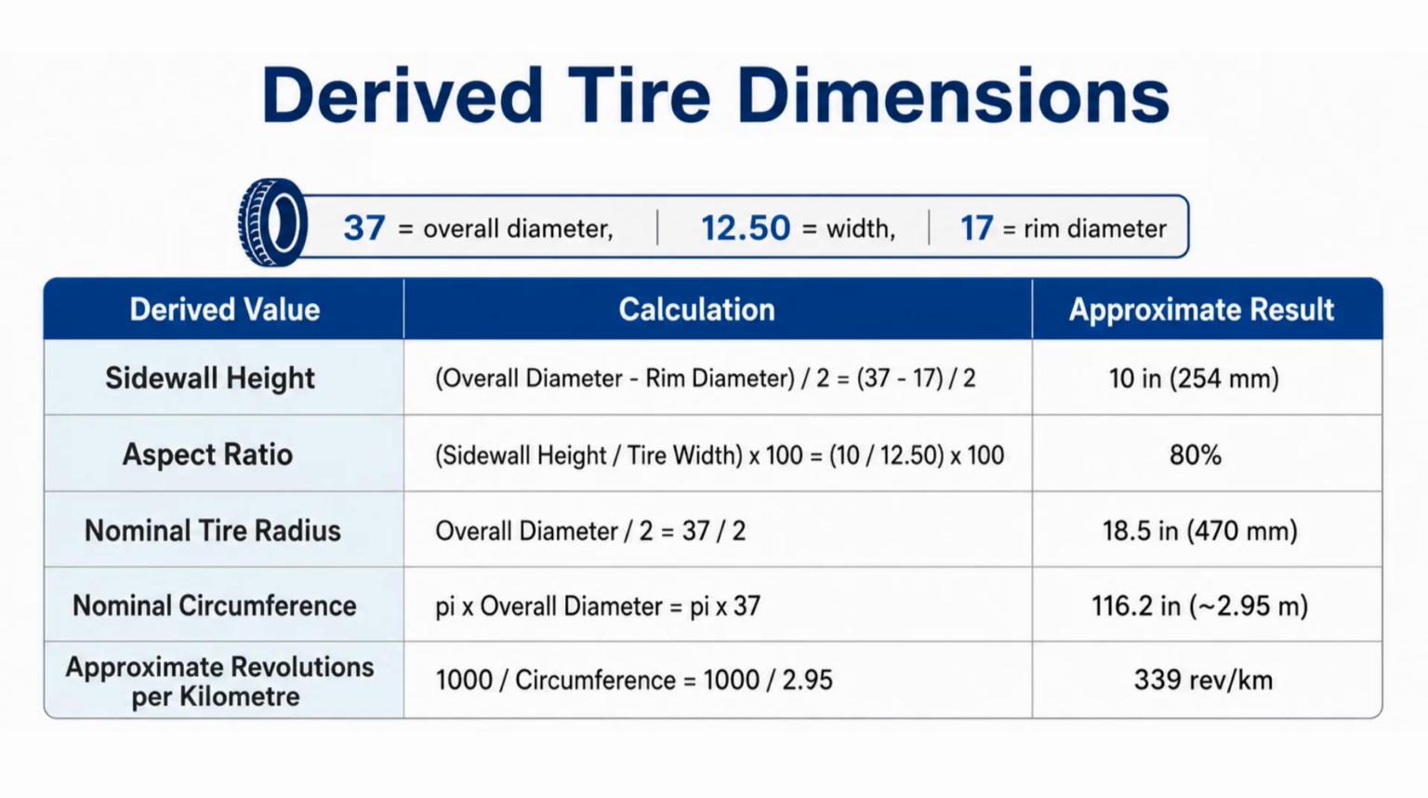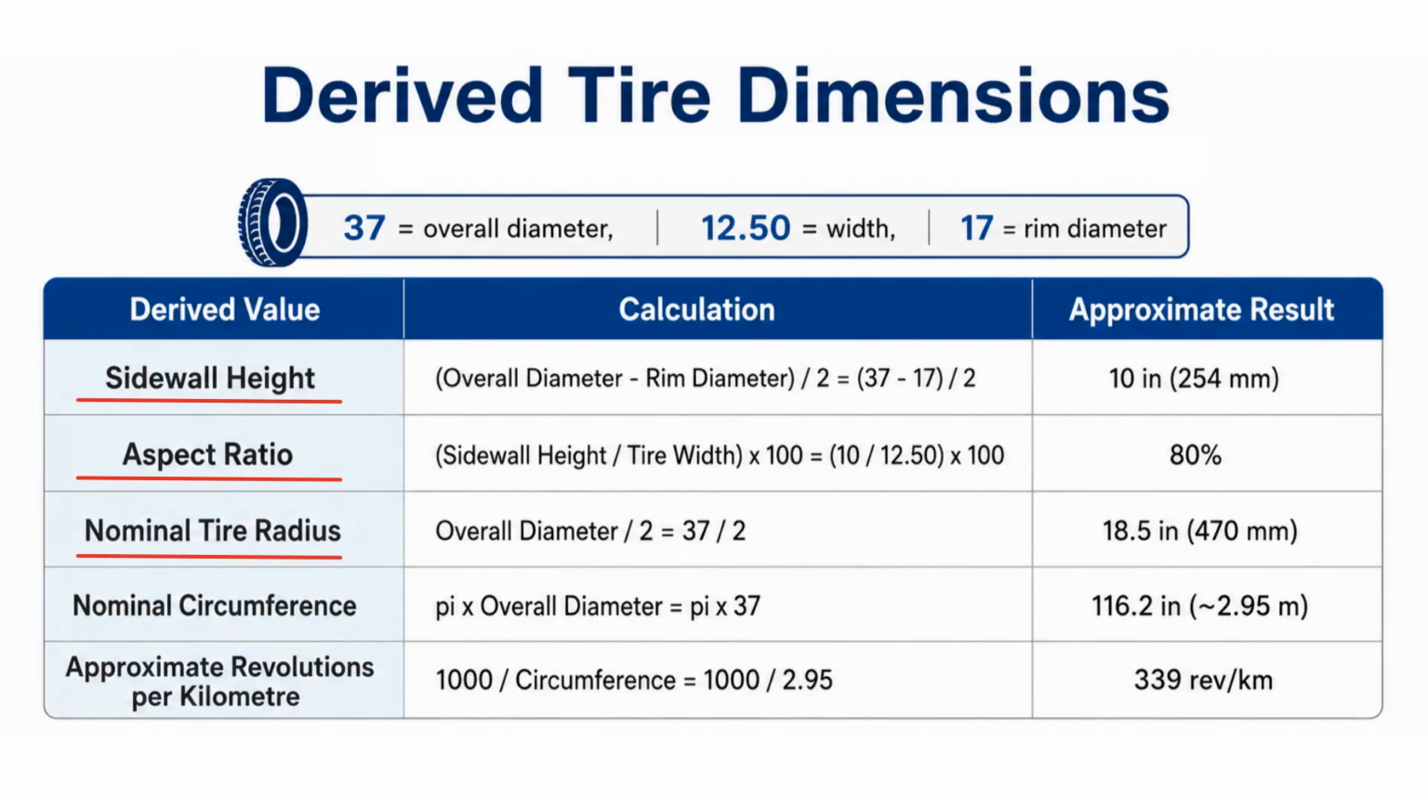Now that we have the overall diameter, tyre width, and rim diameter, several other useful tyre dimensions can be derived. For the example 37 x 12.50 R17, the sidewall height is calculated by subtracting the 17-inch rim diameter from the 37-inch overall diameter and dividing by 2. This gives approximately 10 inches. The aspect ratio is then calculated by dividing the sidewall height by the tyre width, giving approximately 80%.